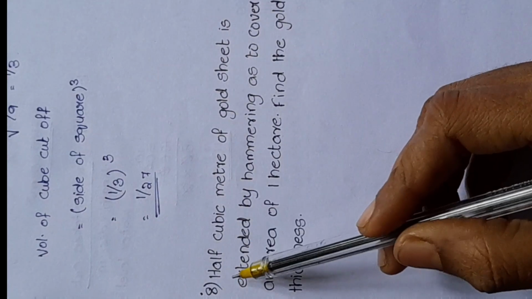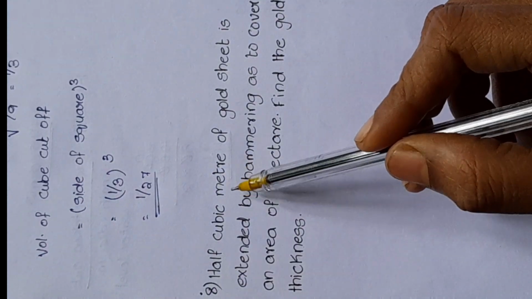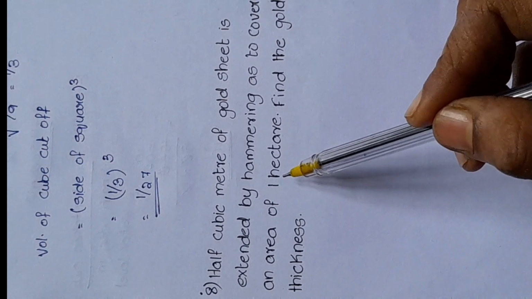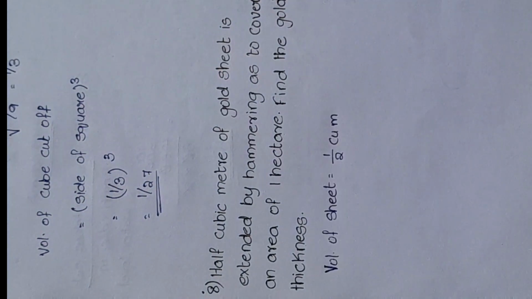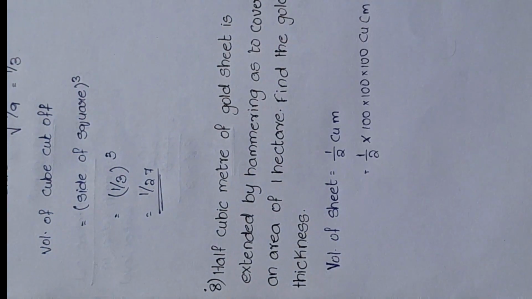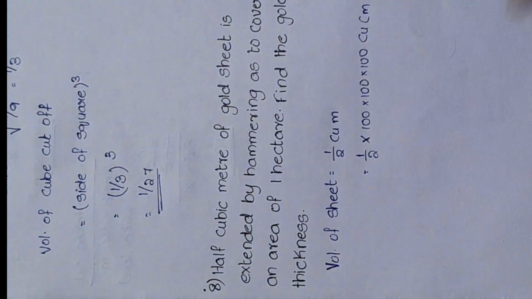Let us continue the mensuration topic. Question number 8. Half cubic meter of gold sheet is extended by hammering so as to cover an area of 1 hectare. Find the gold thickness. Volume of the sheet is given as half cubic meter. Converting this into centimeters, now we got the volume. We should find the area of the sheet, which is equal to 1 hectare.